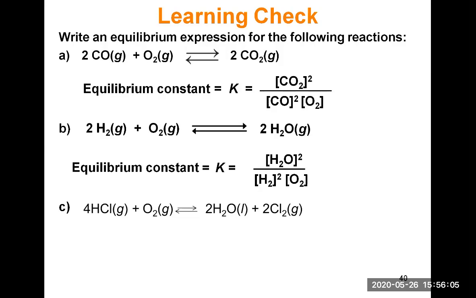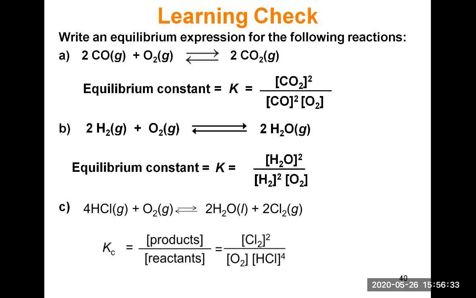The third example: HCl as a gas plus oxygen, also a gas, are in equilibrium with 2 molecules of water, liquid, plus 2 molecules of Cl2 gas. So the equilibrium constant here will be the concentration of the products. So H2O squared times Cl2 squared. So here, notice how H2O should not be included because it's a liquid. So H2O would not be included in the numerator.